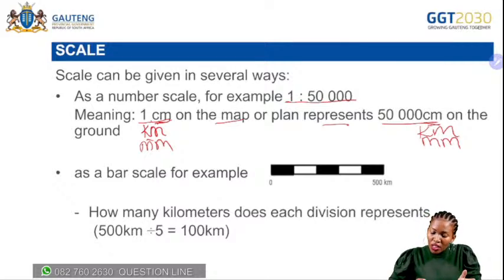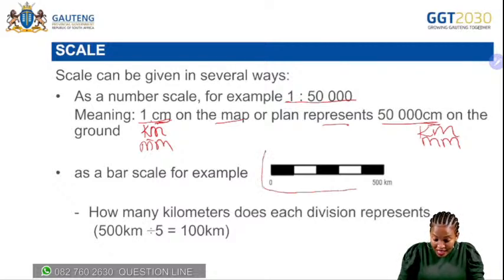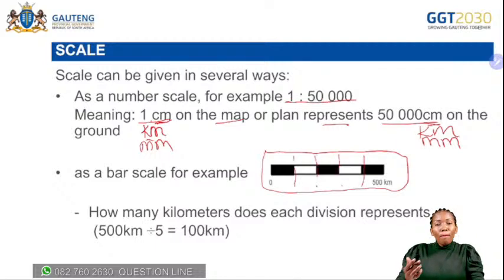Or 1 unit on the map represents 50,000 units in reality. That is how you explain your number scale. And then a bar scale. Remember when I explained the bar scale, I said a bar scale is like a picture. As you can see here, this is a bar scale. It is like a picture, and it is divided into sections, or rather into bars, hence the word bar scale.